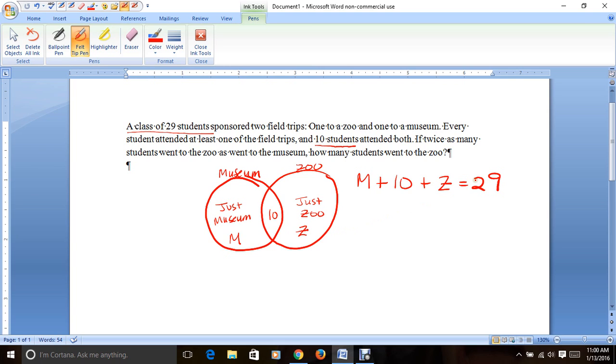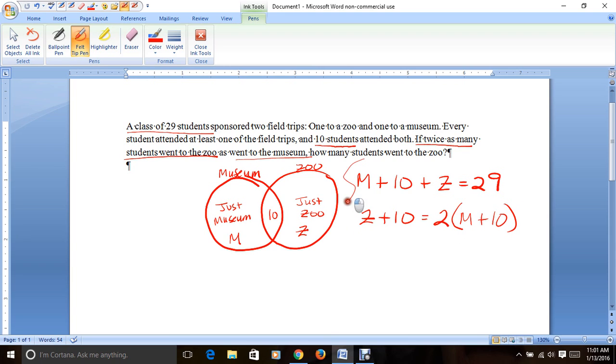Okay, then they give me some information about the kids who went to the museum and the kids who went to the zoo. It says if twice as many students went to the zoo as went to the museum. All right, that tells me that the number of kids who went to the zoo, that is Z plus the other 10 kids who went to both, this is how many total kids went to the zoo that day. That's supposed to be twice the number that went to the museum. And the number that went to the museum is M plus 10. It's the number of kids who just went to the museum plus the 10 who went to both.